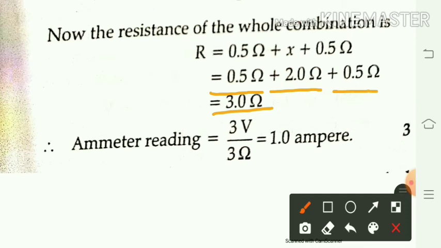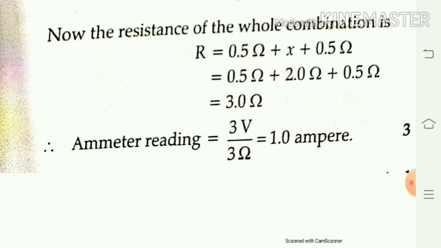The ammeter reading can be calculated by Ohm's law. V is equal to IR, so I is equal to V by R. Here the value of voltage is 3 volt and the value of the equivalent resistance which we have calculated is 3 ohm. Therefore, the ammeter reading becomes equal to 1 ampere.